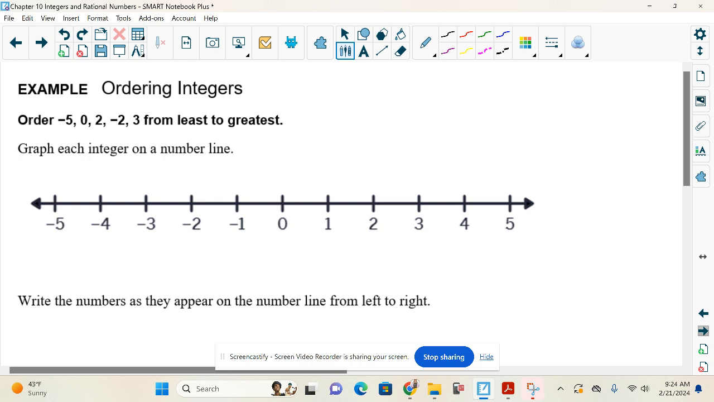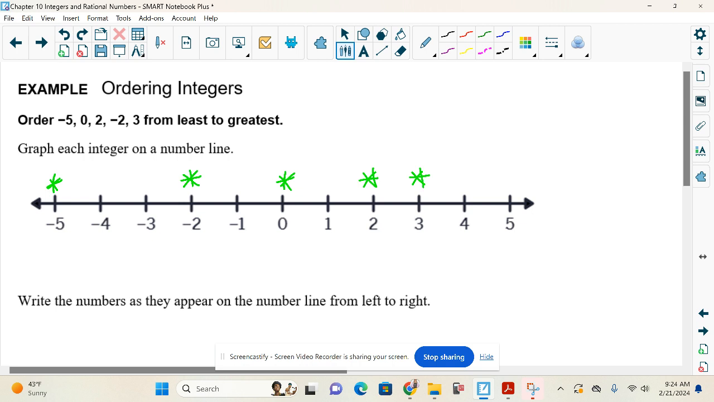Alright, now we're going to work on putting numbers in order from least to greatest. Another strategy to use to do this is by putting it on the number line and then starting from left and going to the right, because left is less. Left is less. Alright, so we've got -5, 0, 2, -2, and 3. We're going to put those on the number line.